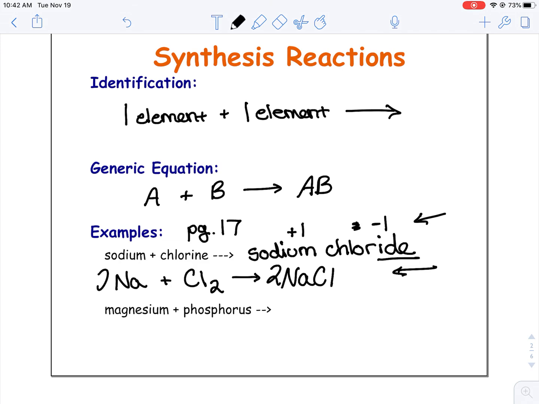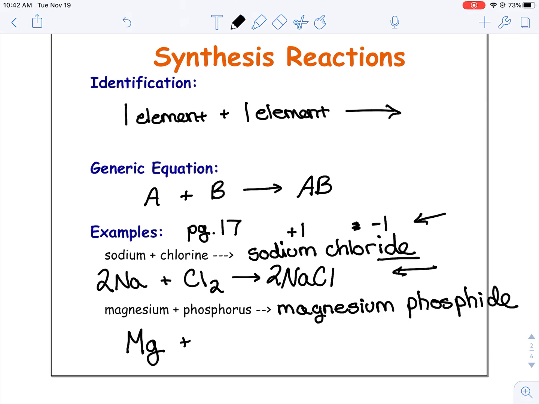Then you've got to go back and balance the equation by putting in coefficients. In the second example, magnesium plus phosphorus, again, make sure you change the ending to what it should be, so magnesium phosphide. If you check the back of your periodic table again for diatomic and polyatomic elements, you'll see that magnesium is not listed there. So you would just write an Mg, but phosphorus is polyatomic when it's an element by itself. So phosphorus element is not just P, it's P4.